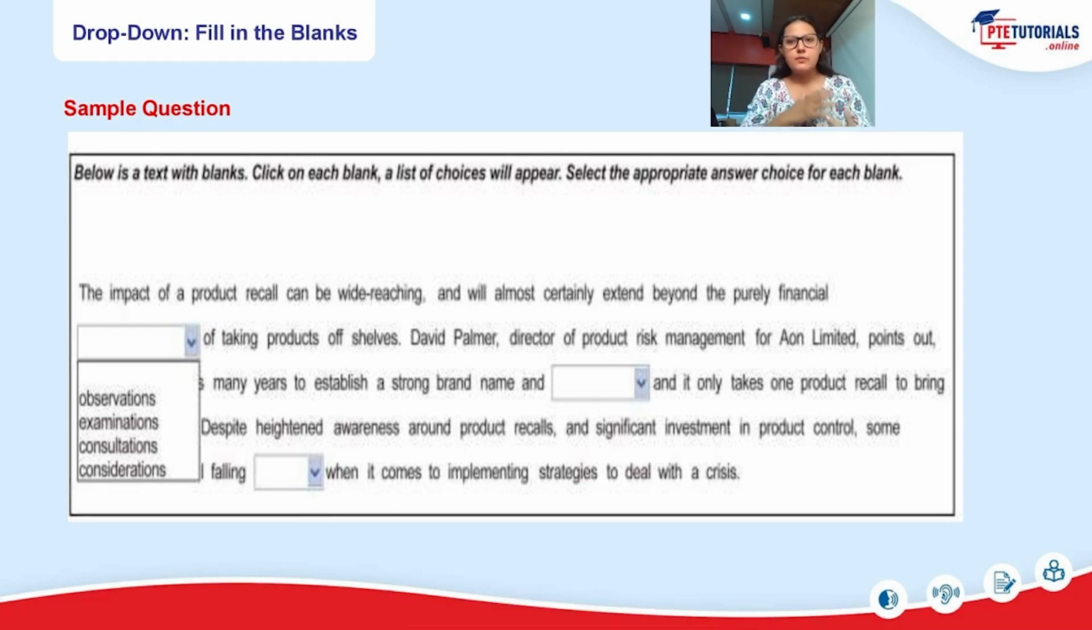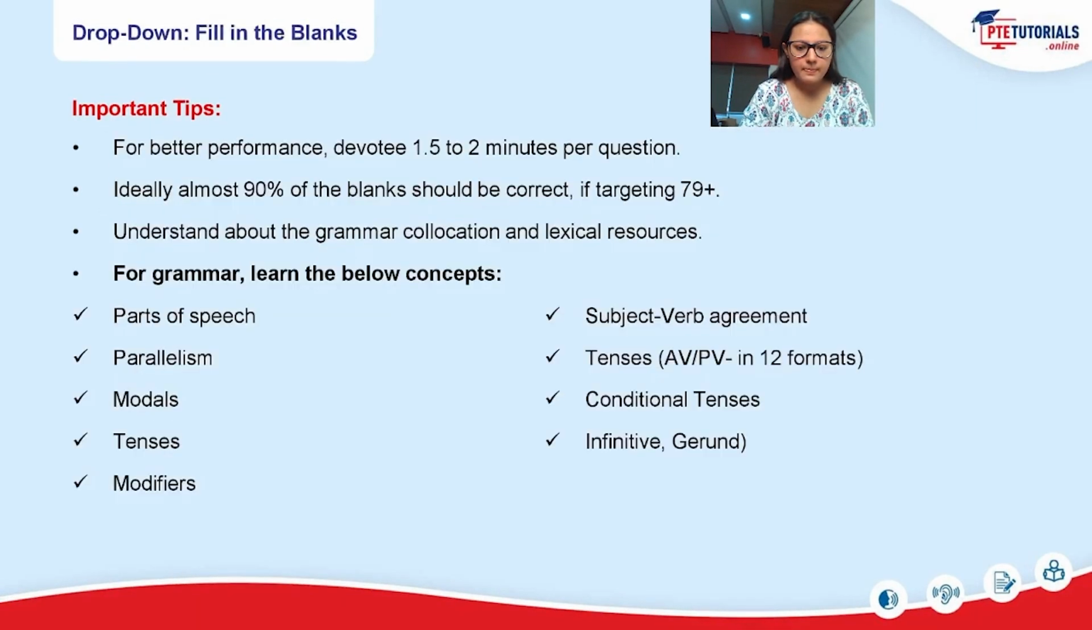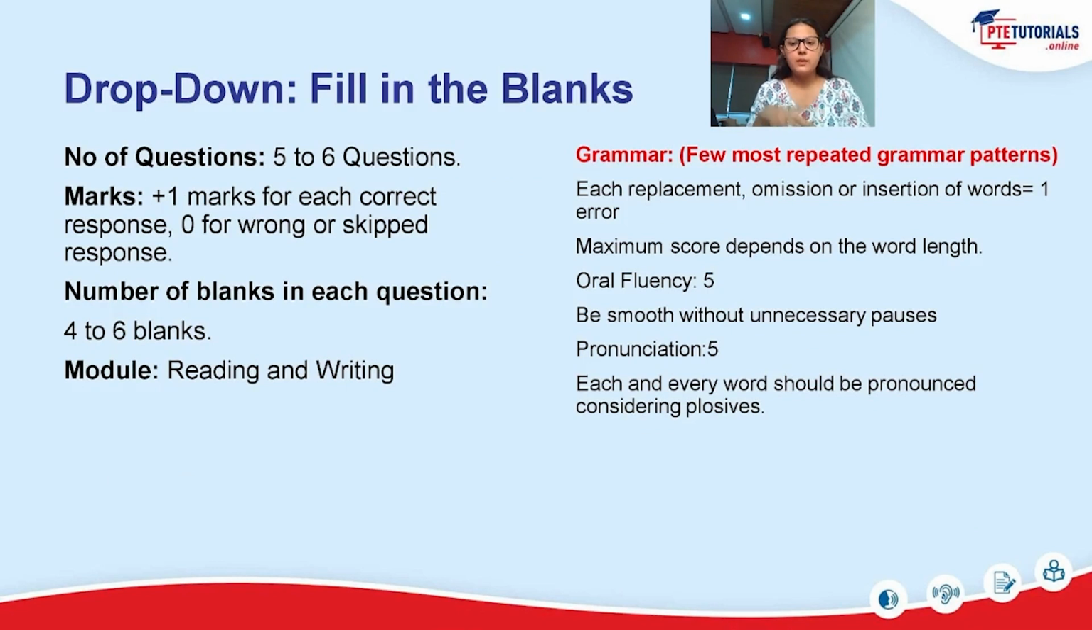Vocabulary is somewhat 20-30% important. The remainder is grammar and understanding. These 3 aspects are very important in reading and writing fill in the blanks. What are the things we need to consider is this. We'll get +1 mark for each correct answer. We'll get 0 for a skipped response. Should we skip it? Never.